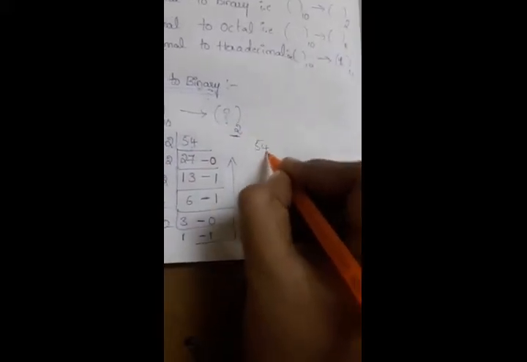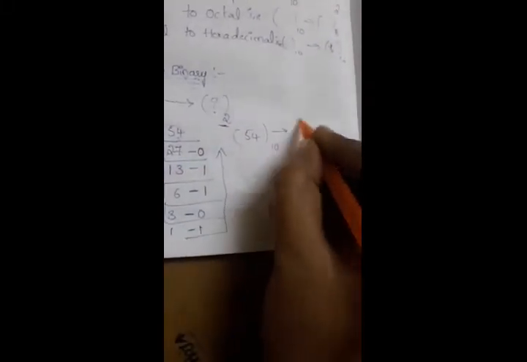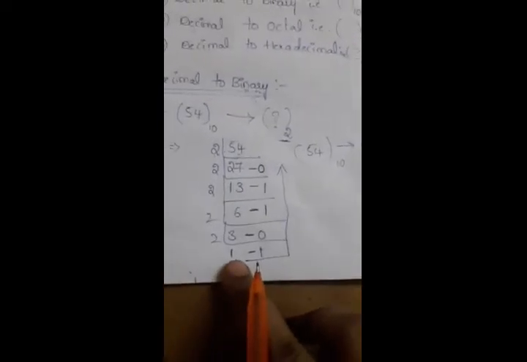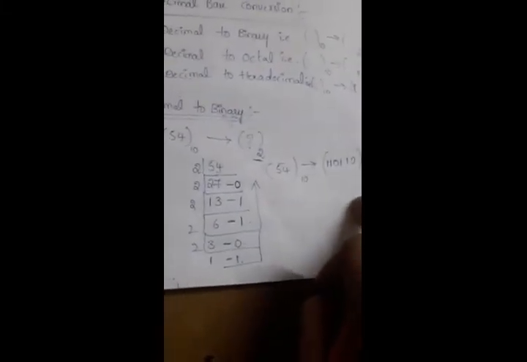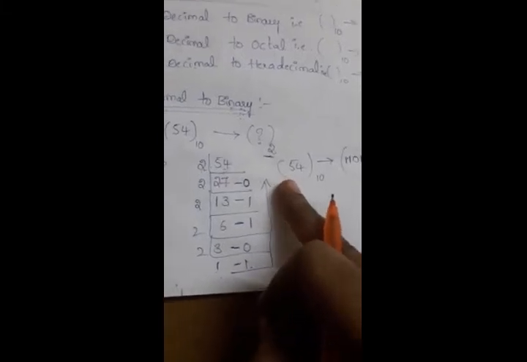Okay, so how to mention the arrow? From here to here, right? So this represents the equivalent binary number for the given decimal number. Okay, I am writing here 54 of the binary number as, so we'll write from here, right? So the starting number will be right here. So 1 1 and the next one as 0 and the next one as 1 1 0. This is our binary number of given decimal number.